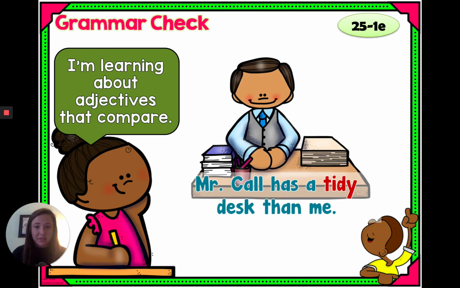Next one. Mr. Cal has a tidy desk than me. How many nouns are they comparing? Mr. Cal and me. Mr. Cal's desk, my desk. Those are two nouns, so what do we need to add to the end of the adjective tidy? Good, ER. So I'm going to spell this word, tidyer.